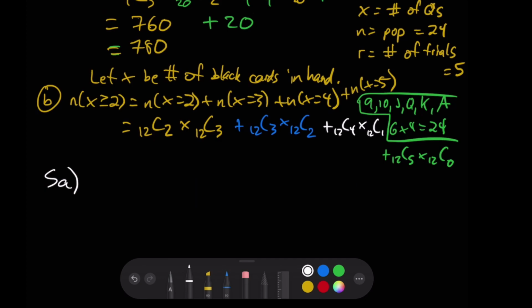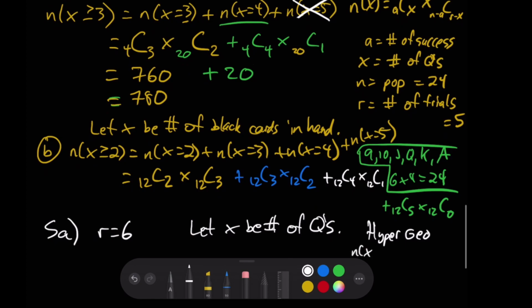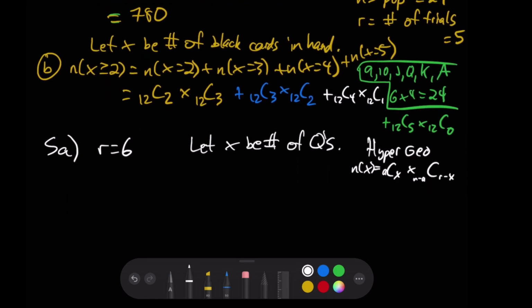So they're going to receive 6 cards. So the trials, the number of cards we're selecting is 6. For A, we care about the number of queens, so let X be number of queens. Once again, it's hypergeometric. We're dealing cards. Hypergeo. So I'll write my formula out. N of X is equal to A C X times N minus A C R minus X. All right, let's plug in our values. We want at least 2 queens. So N of X is greater than or equal to 2.